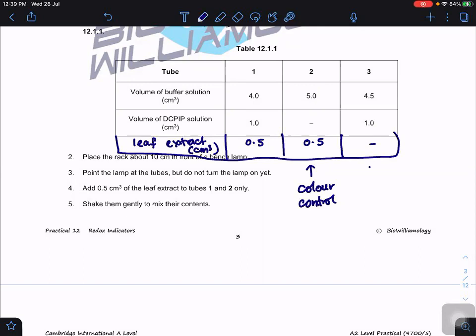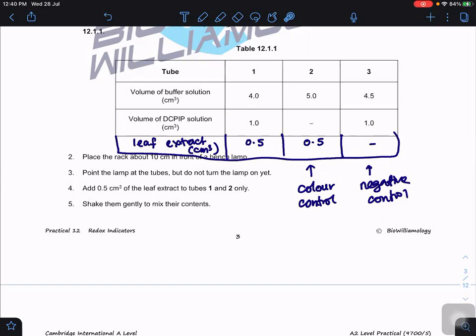Now, what is the function of tube number 3? Look at tube number 3. We have the leaf extract in tube number 1 and tube number 2, but in tube number 3, no leaf extract. So tube number 3 is a negative control. What is the function of this negative control? It is to show that the later decoloration of DCPIP is because of the leaf extract. So here, no decoloration takes place. This is what we predict.